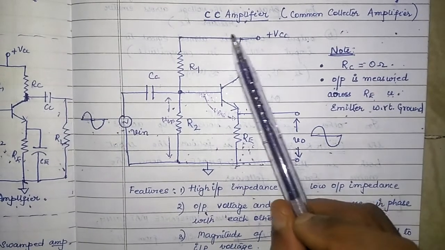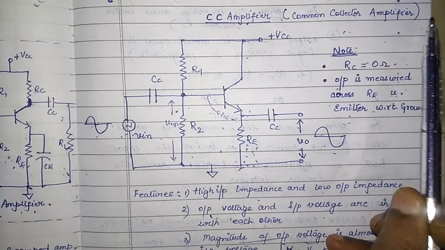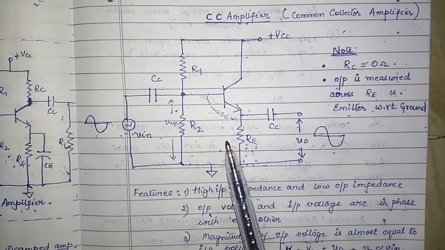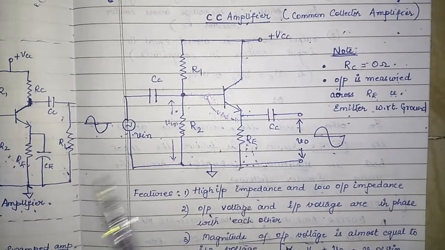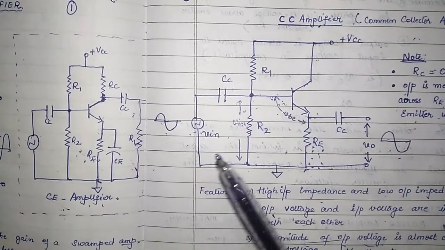Let us learn about CC amplifier. CC amplifier is common collector amplifier. So the circuit diagram for CC amplifier, to remember or to understand, let us compare this circuit diagram with the CE amplifier. So you can see the similarities.